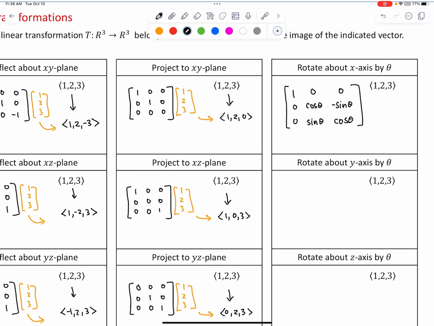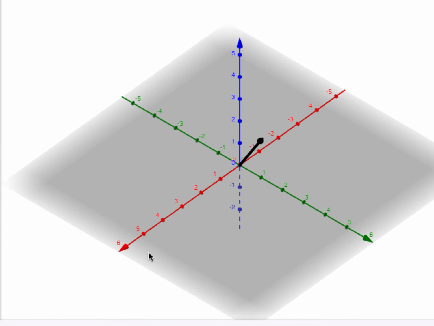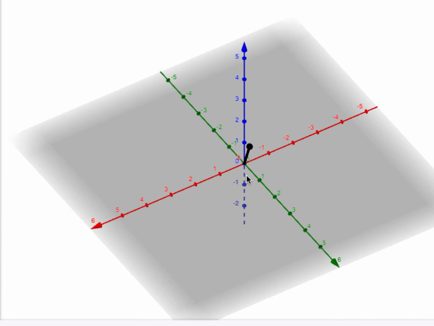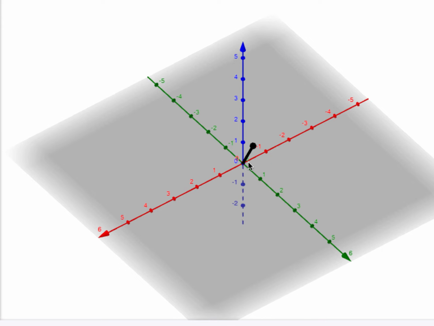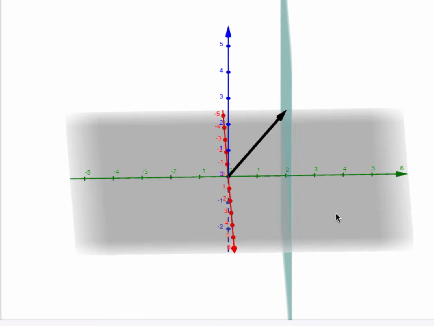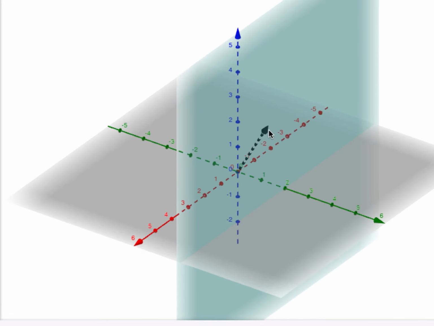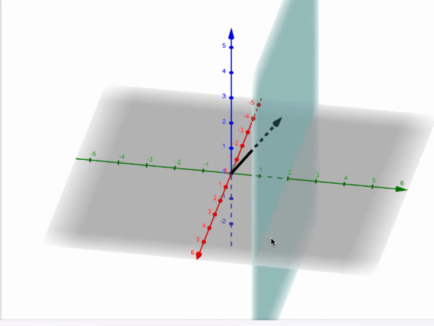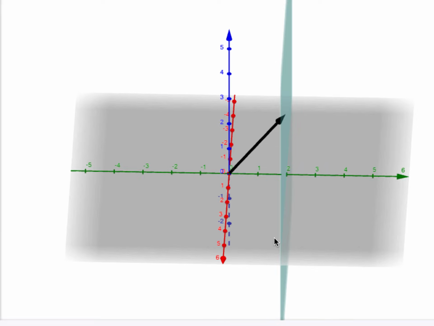Let's go back to technology. All right, so we have our point 1, 2, 3, and the y-axis is the green axis. So I want to rotate this point around the y-axis. As it rotates, we want to keep the y-coordinate the same. Let me go ahead and reveal that plane. That's the plane y equals 2. So we're going to rotate this now around the y-axis while keeping the vector on that plane.